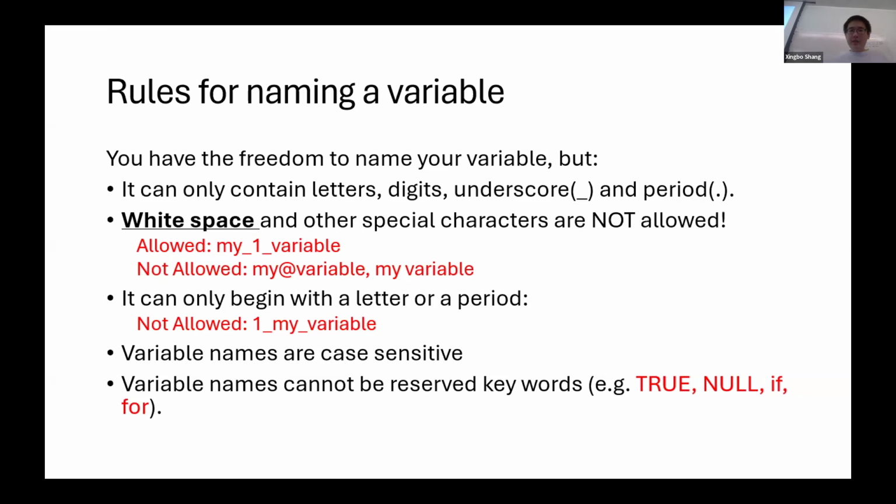Okay. And finally, a very important thing is that variable names cannot be keywords. R reserves some keywords, say for example TRUE, which means the logical type, rather than a variable. You cannot have a variable's name that's TRUE. And other reserved keywords, as we will soon see, are like NULL, if, and for.